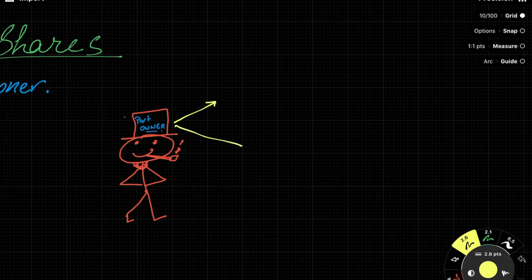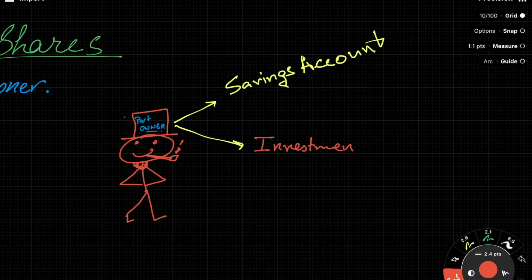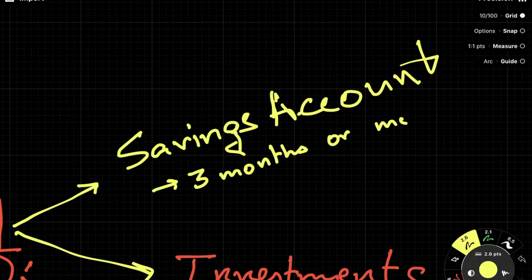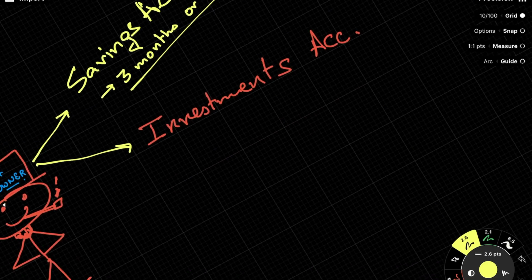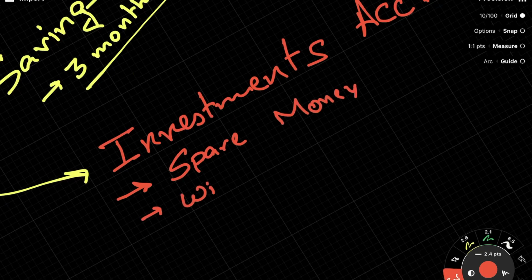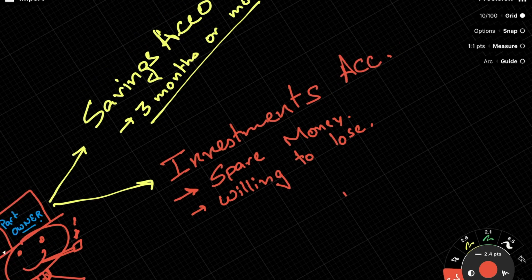Before we start investing, I want to give you guys a brief overview of when you should start investing. You have your savings account, and then your investments account should be separate from your savings account. You should have your regular income, and in your savings account you should have at least enough money to live for 3 months or more. The more the better. And your investments account should have the spare money that you're willing to lose in case things go wrong. This is the money you will be taking risks on. So let's skip ahead to the trade.